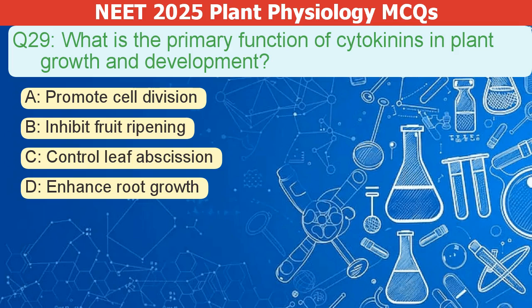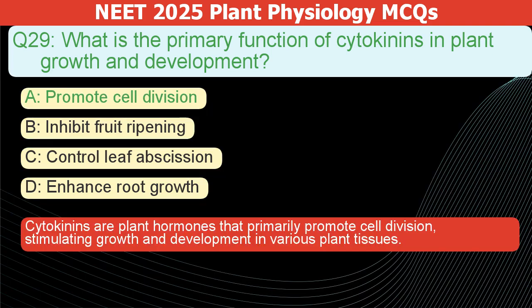What is the primary function of cytokinins in plant growth and development? A. Promote cell division. B. Inhibit fruit ripening. C. Control leaf abscission. D. Enhance root growth. The correct answer is A. Cytokinins are plant hormones that primarily promote cell division, stimulating growth and development in various plant tissues.